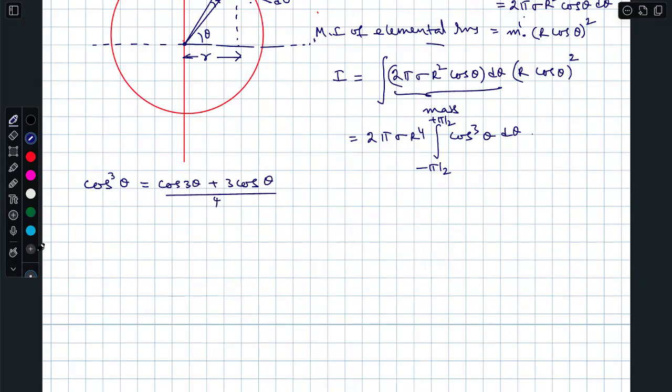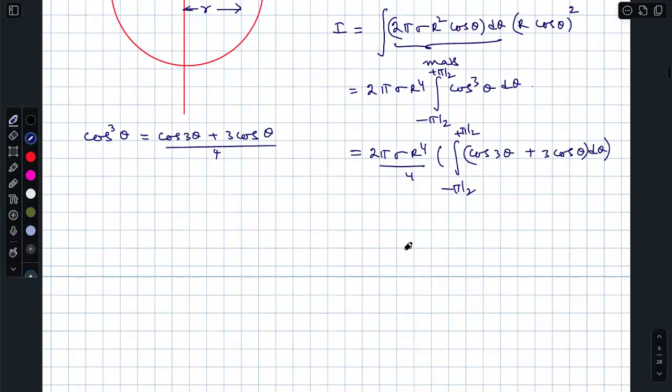Actually, you know the relation for cos 3 theta. Cos 3 theta is 4 cos cube theta minus 3 cos theta. So this you will write as 2 pi sigma r power 4 by 4 integral of cos 3 theta plus 3 cos theta d theta. Limits are from minus pi by 2 to plus pi by 2. By doing the substitution, finally you will get the moment of inertia as 2 by 3 mr square.